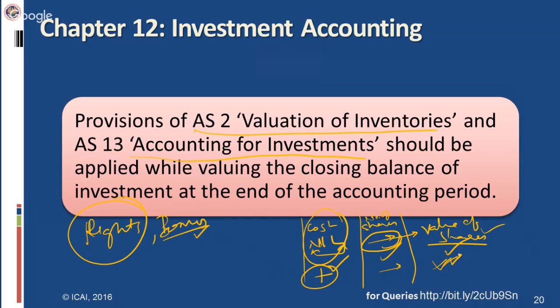Cost price on that particular day, but at the year end, definitely the value will be determined by the principle. Closing value will be determined by the principle of average cost or market value, whichever is less, by applying AS2. For valuation purpose, AS2 I will have to apply. There is no choice for me. Now, in case I sell the rights, the main problem is with selling of rights. If I sell the rights, what will I do?